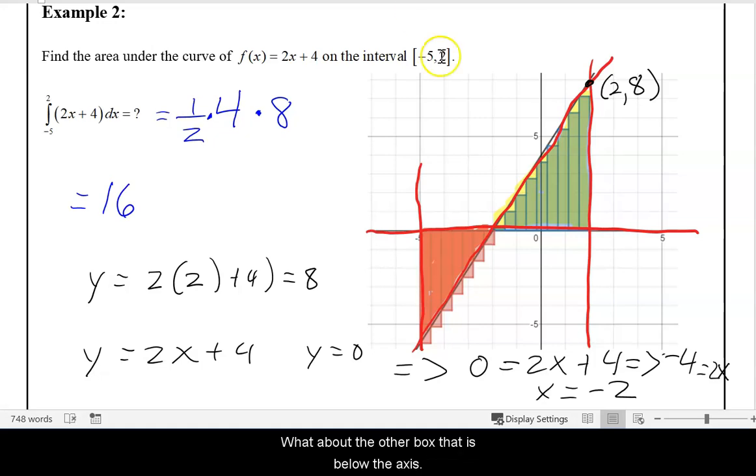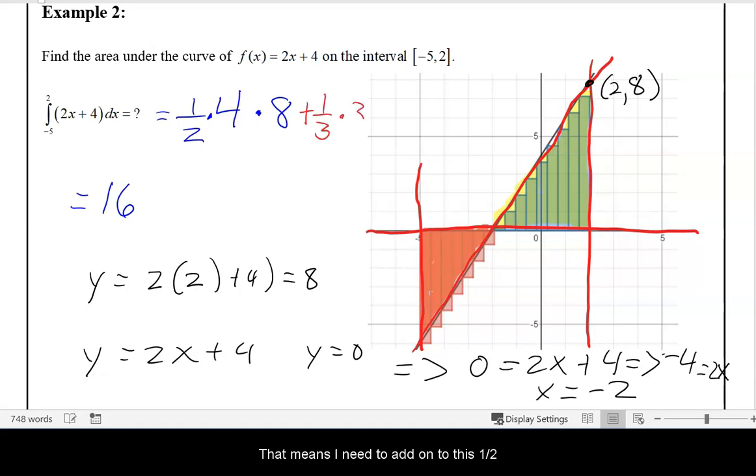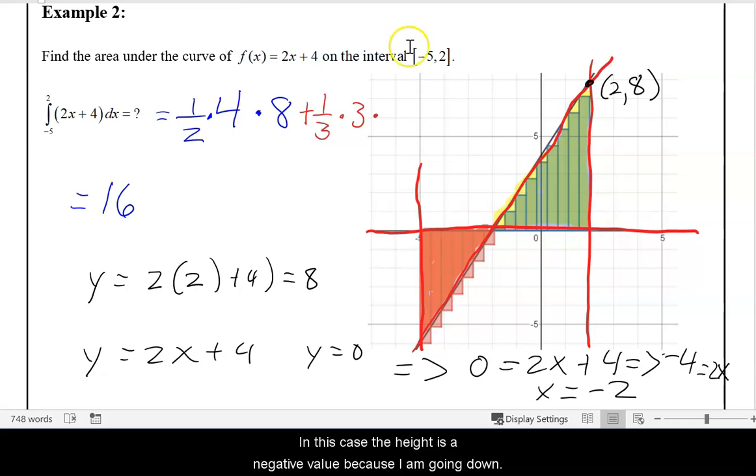What about the other box that is below the axis? If I'm looking at that box, I know that this intersection is at -2, as I found down here. What would it be here? Well, this is on the line x = -5. Between -2 and -5, that triangle is 3 wide. That means I need to add on to this 1/2 times 3 times the height of that triangle. In this case, the height is a negative value because I am going down.